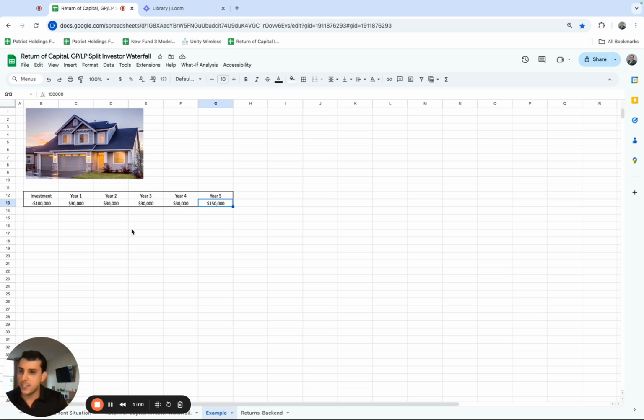When it's you and your friend and you both are throwing in, 50-50 investment, you're throwing in 50 grand, he's throwing in 50 grand, everything's split. So in this case, you would throw in 50,000, but you would get only half of it. 15,000, 15,000, 15,000, 15,000, 75,000. You're putting in half the equity, you're only getting half of the squeeze.